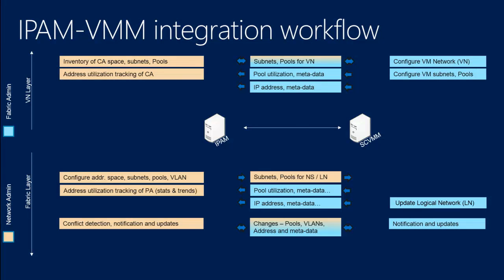Another important thing to note here is that whatever you see in the left column and in the right column is what administrators typically do. Whatever you see on the left column is done by the network admin typically, and whatever you see in the right column is done by the fabric admin. Now whatever you see in between is basically handled by the plugin which I was talking about earlier. So it is completely transparent to these admins. They don't have to worry about all those different tasks. That is handled through the communication or through the synchronization that happens between IPAM and VMM.